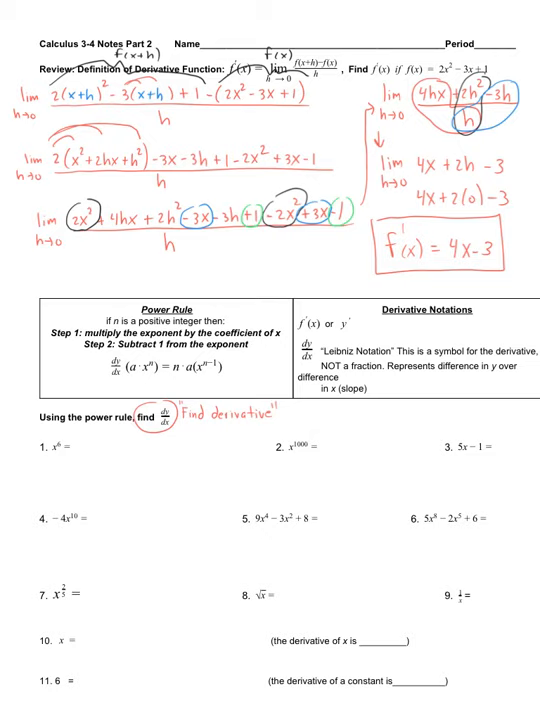Okay, the power rule works for any polynomial term, and that means that you have a coefficient, that's what a is, and you have an exponent, n, and the exponent has to be a positive number.